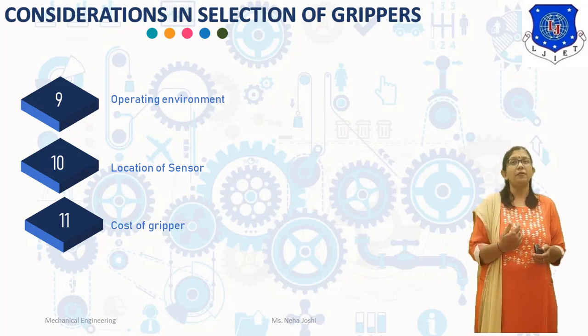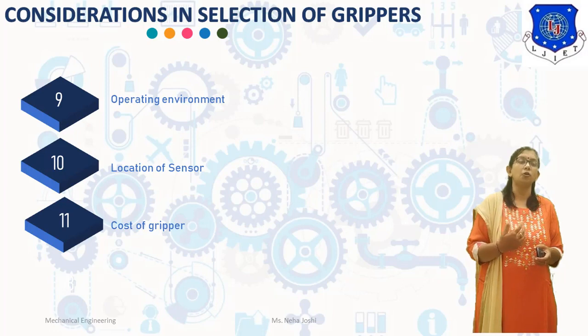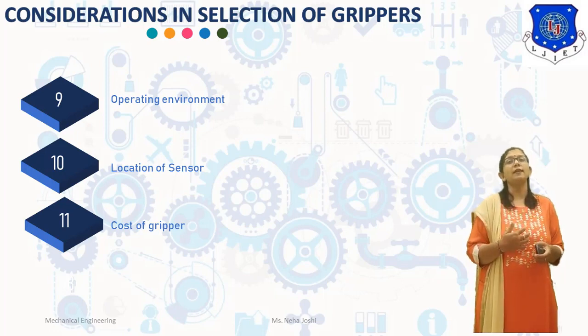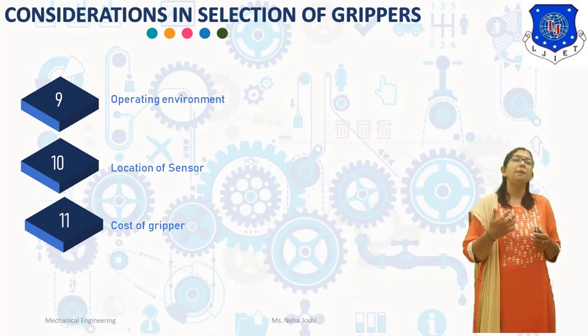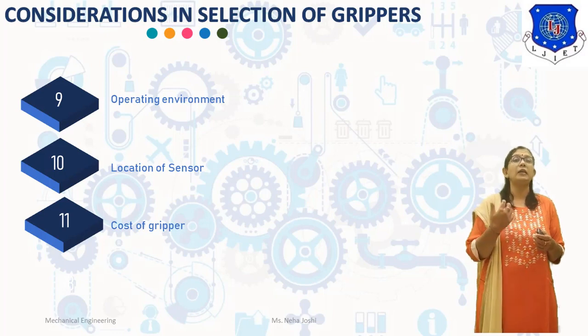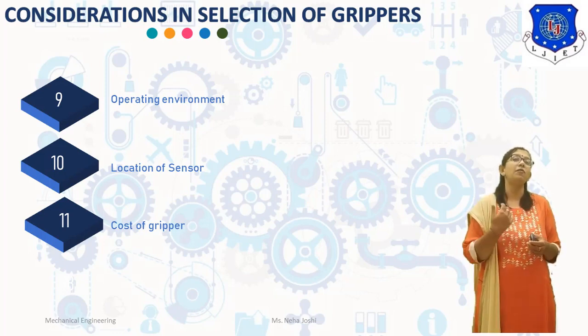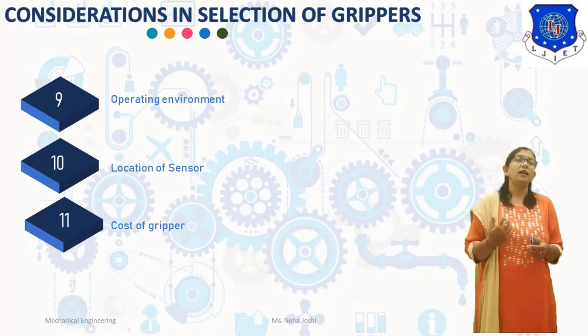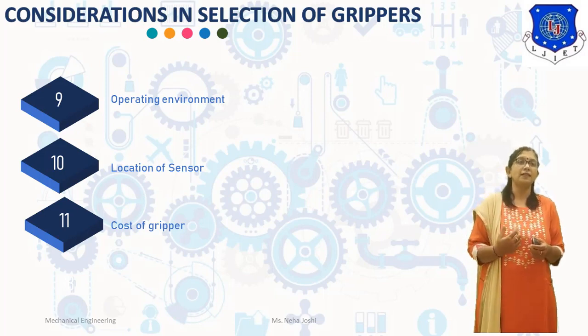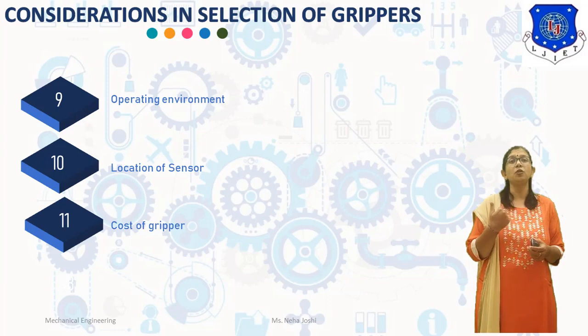Next is operating environment. Operating environment is not only important for selecting a robot but also for selecting the correct gripper. Grippers are not all built alike and are not all capable of handling any work environment. The next consideration is location of sensors. Depending upon the location of sensors, different grippers are selected. And the last consideration is cost of gripper.